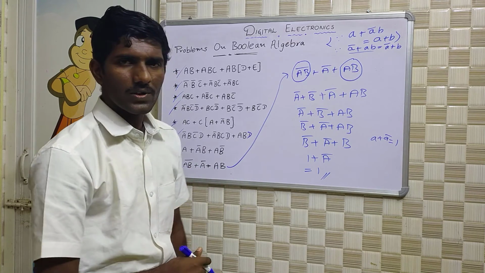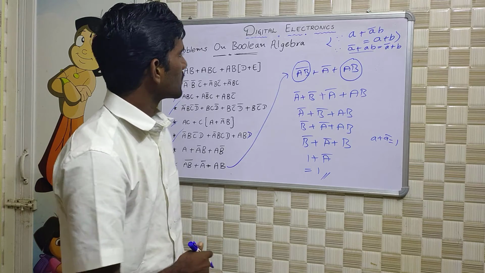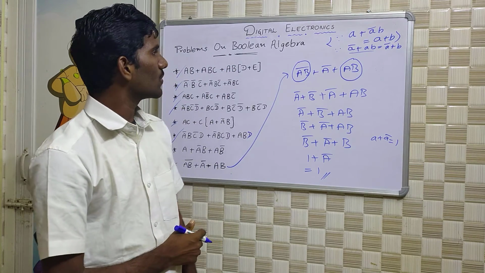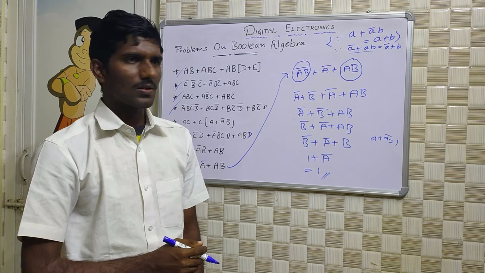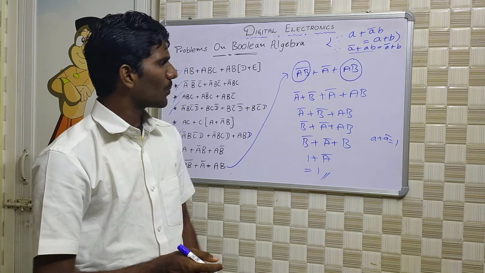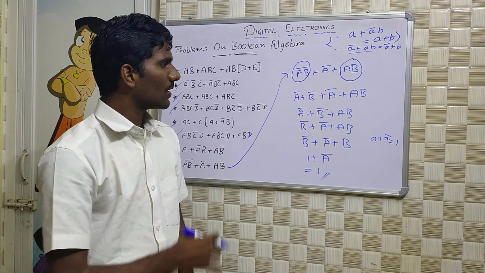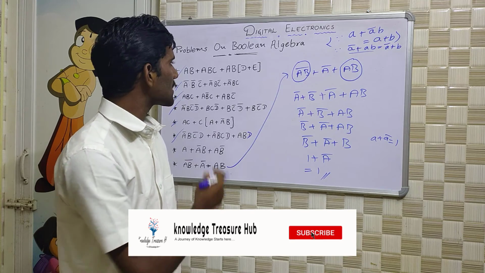So this is the end of today's session. So I think you got a clear idea on how to reduce Boolean algebraic equations. By using the same simple properties and simple theorems only, we are reducing these equations.